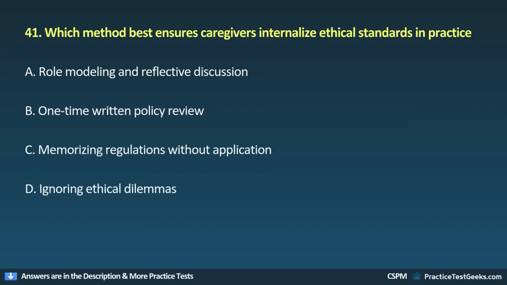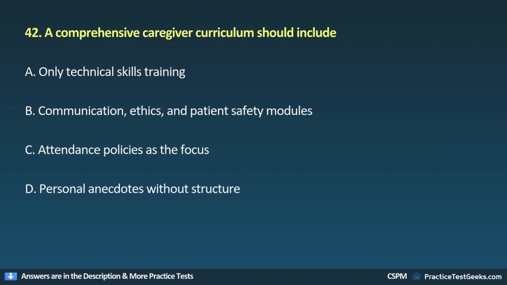41. Which method best ensures caregivers internalize ethical standards in practice? A. Role modeling and reflective discussion. B. One-time written policy review. C. Memorizing regulations without application. D. Ignoring ethical dilemmas. 42. A comprehensive caregiver curriculum should include A. Only technical skills training. B. Communication, ethics, and patient safety modules. C. Attendance policies as the focus. D. Personal anecdotes without structure.